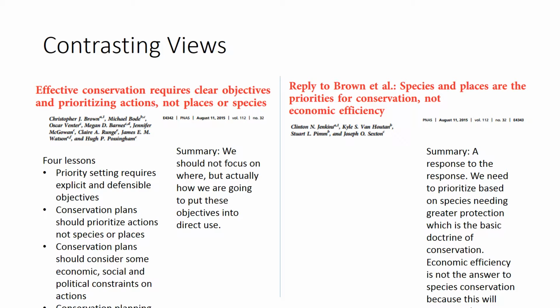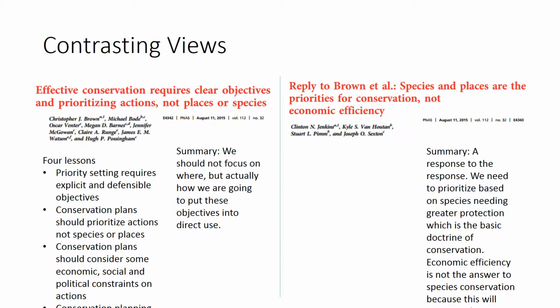So there are some contrasting views to Jenkins' theory. One view is outlined by Christopher J. Brown in his paper titled Effective Conservation Requires Clear Objectives and Prioritizing Actions, Not Places or Species. And Brown goes on to say, in summary, we should not focus on where, but actually how we are going to put these objectives into direct use.